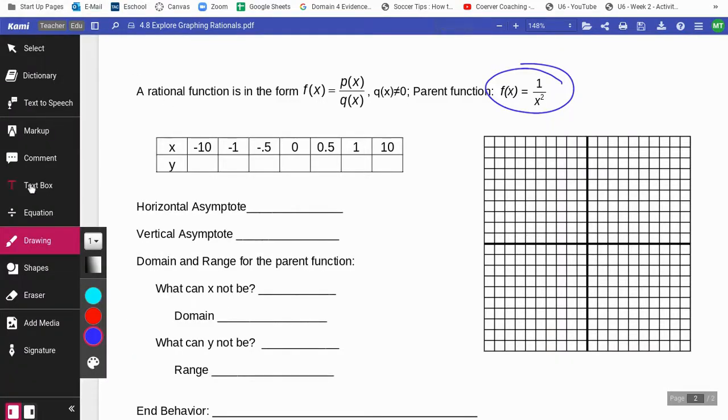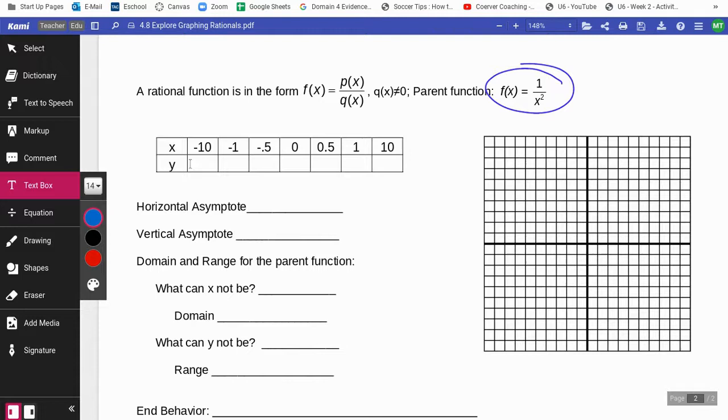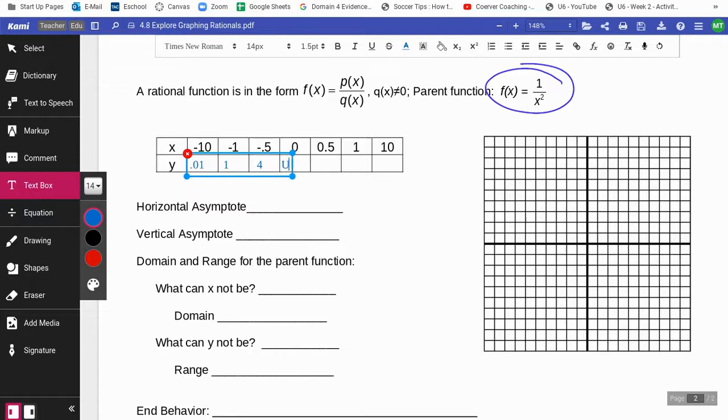So filling in here is 0.01, 1, 4, again undefined, 4, 1.01. Okay, so how do I graph that?